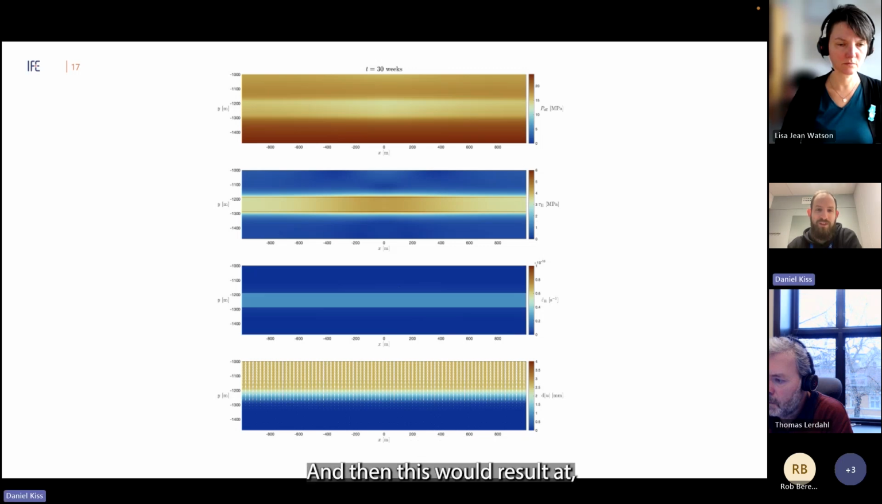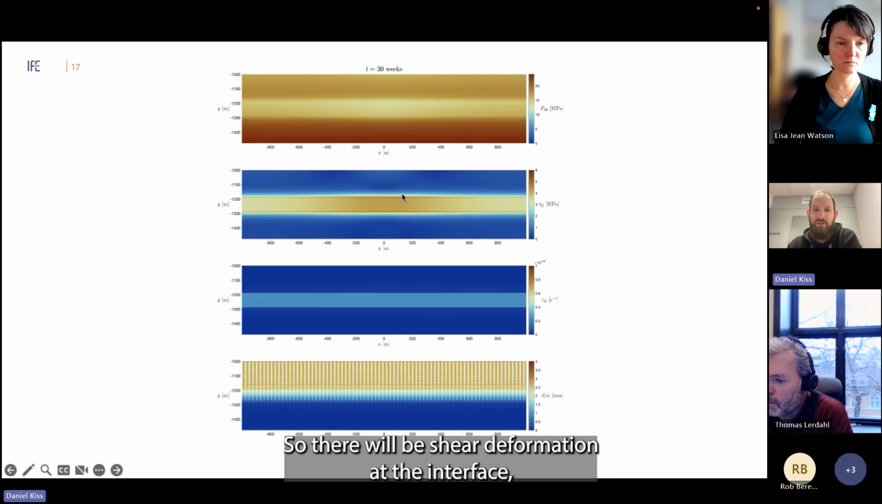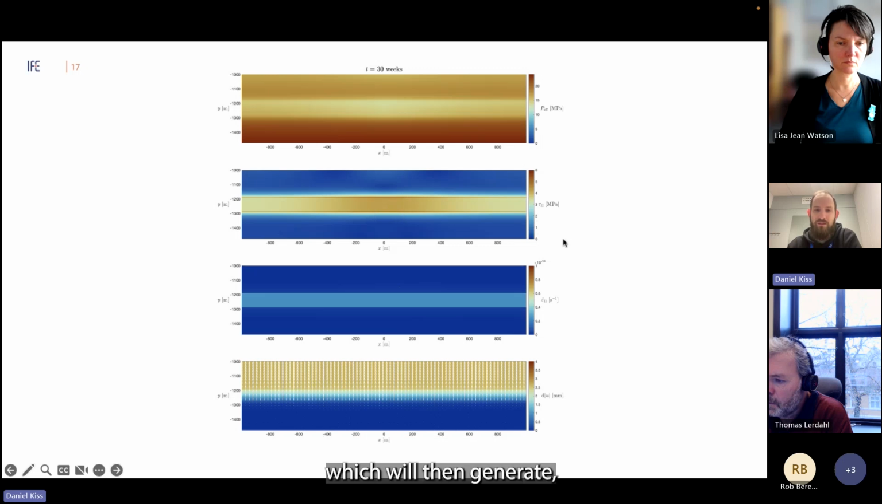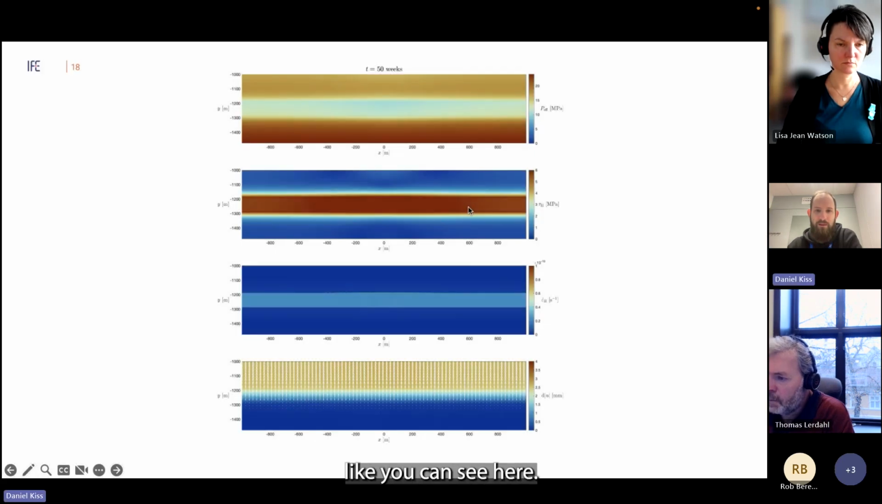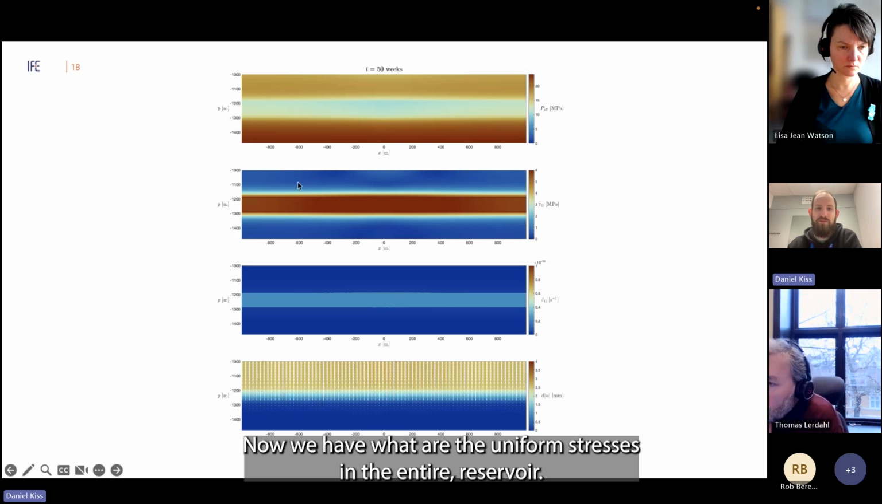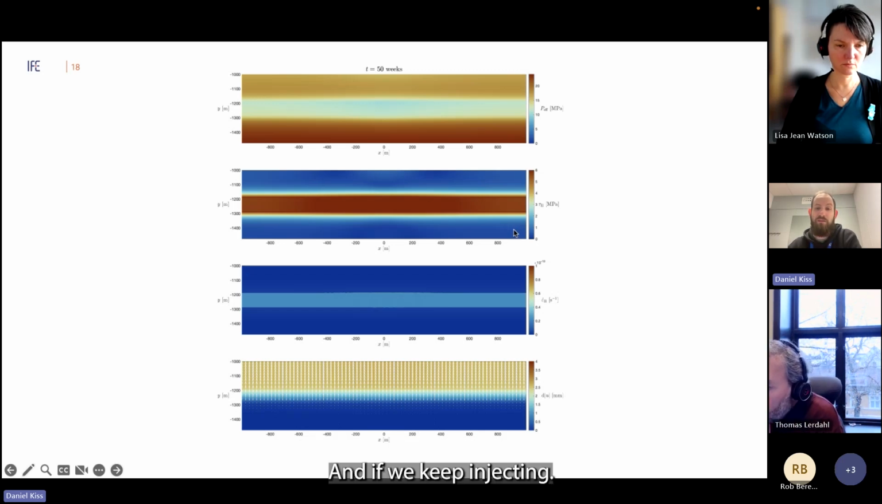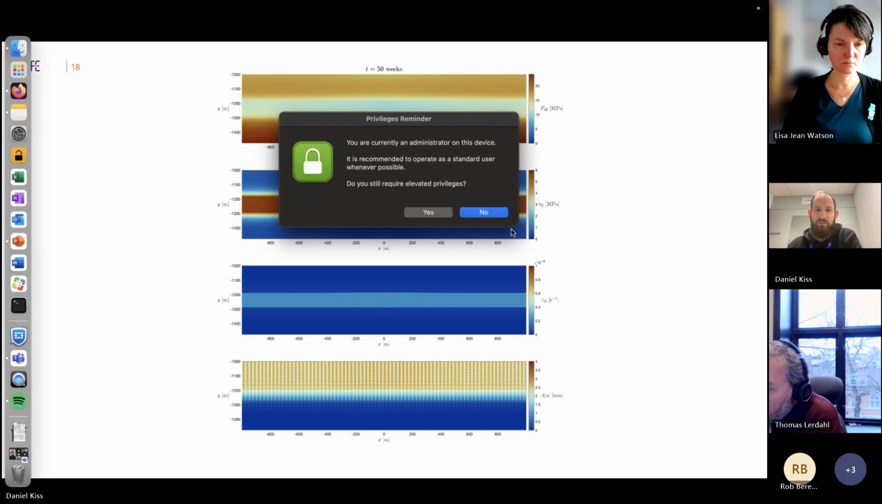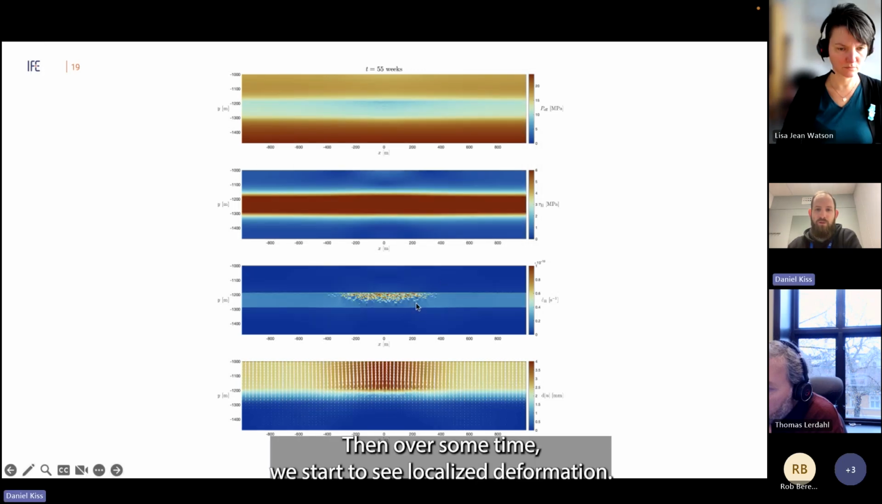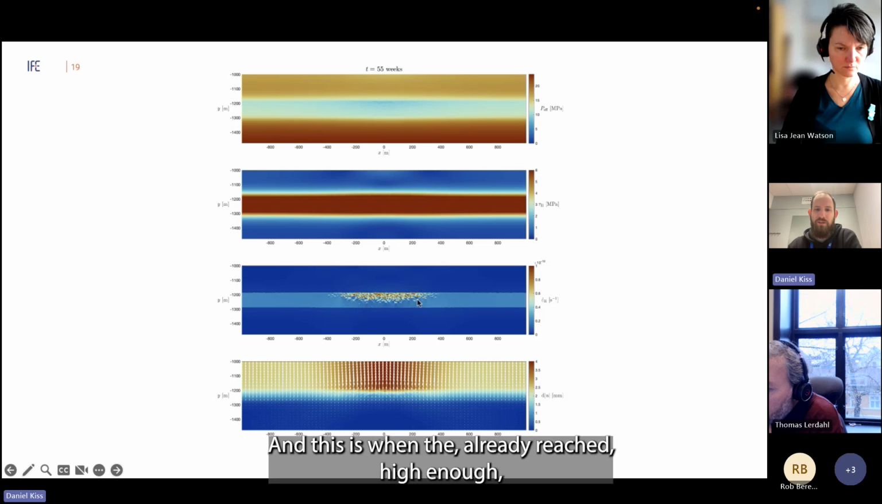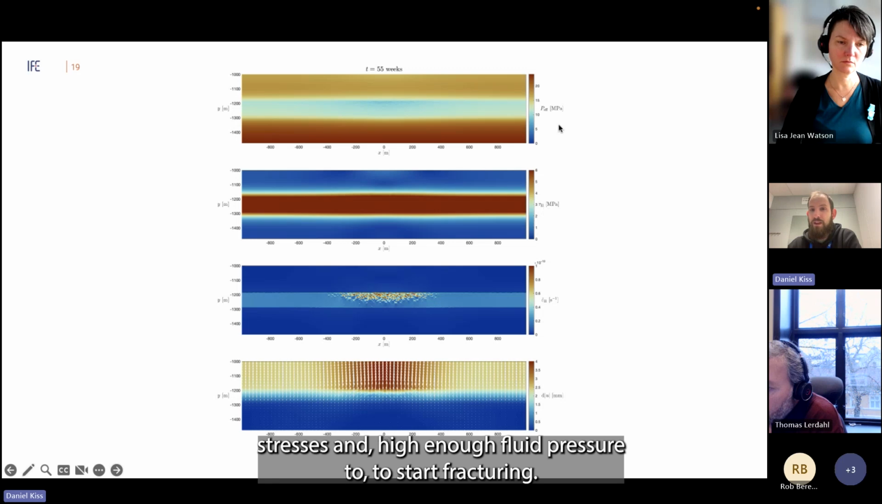And this results in producing interfacial shear stresses. So there will be shear deformation at the interface, which will then slowly generate uniform stresses in the entire reservoir layer. Like you can see here, now we have already uniform stresses in the entire reservoir. And if we keep injecting, then over some time, we start to see localized deformation. And this is when we have already reached high enough stresses and high enough fluid pressure to start fracturing.